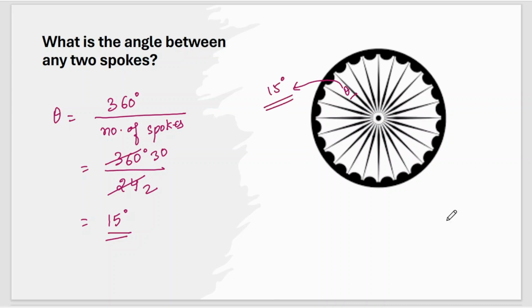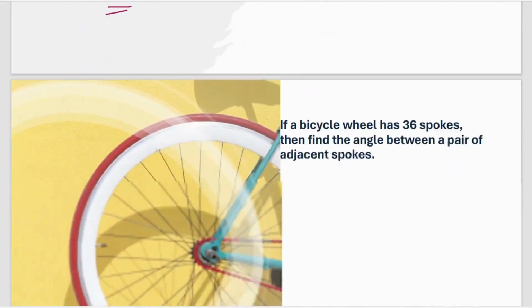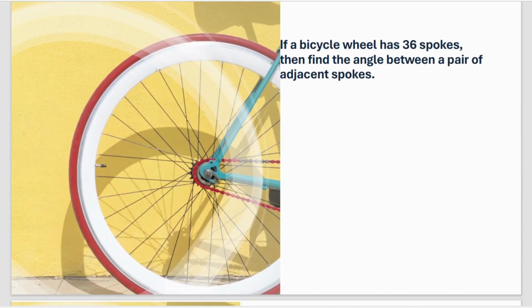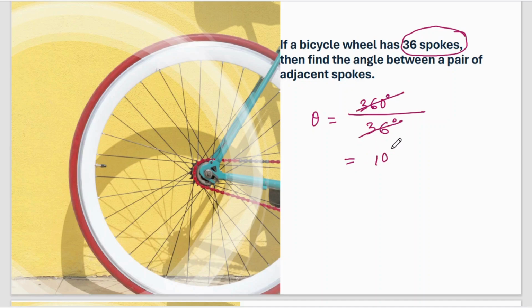Okay, next. If a bicycle wheel has 36 spokes, then find the angle between a pair of adjacent spokes. So now we know the formula theta equal to 360 degree divided by number of spokes. So how many spokes have been given? It is given 36 spokes. So I will divide it by 36. Okay, so now you can cancel out and you will get 10 degree.